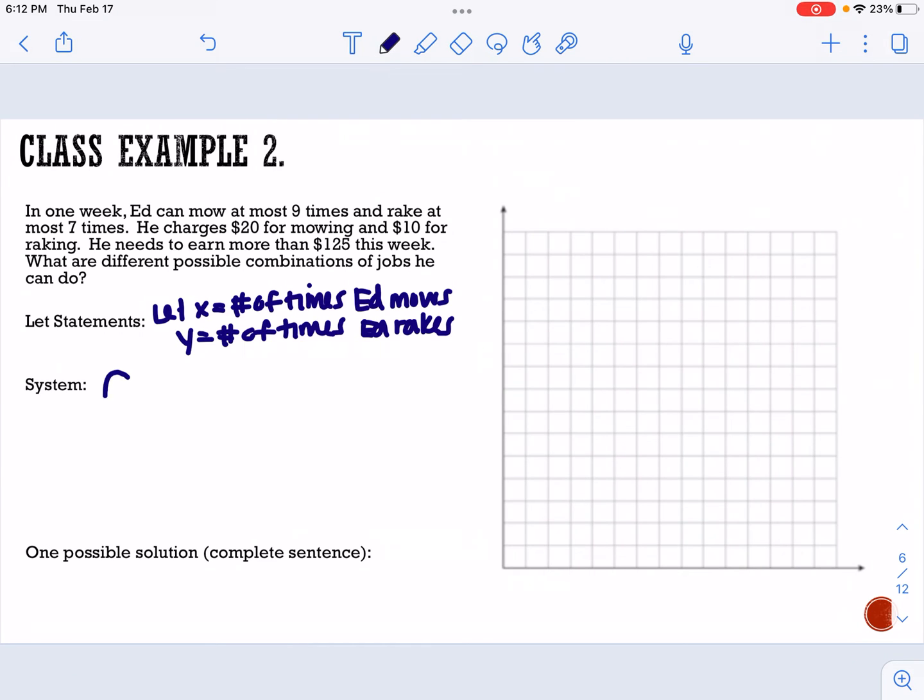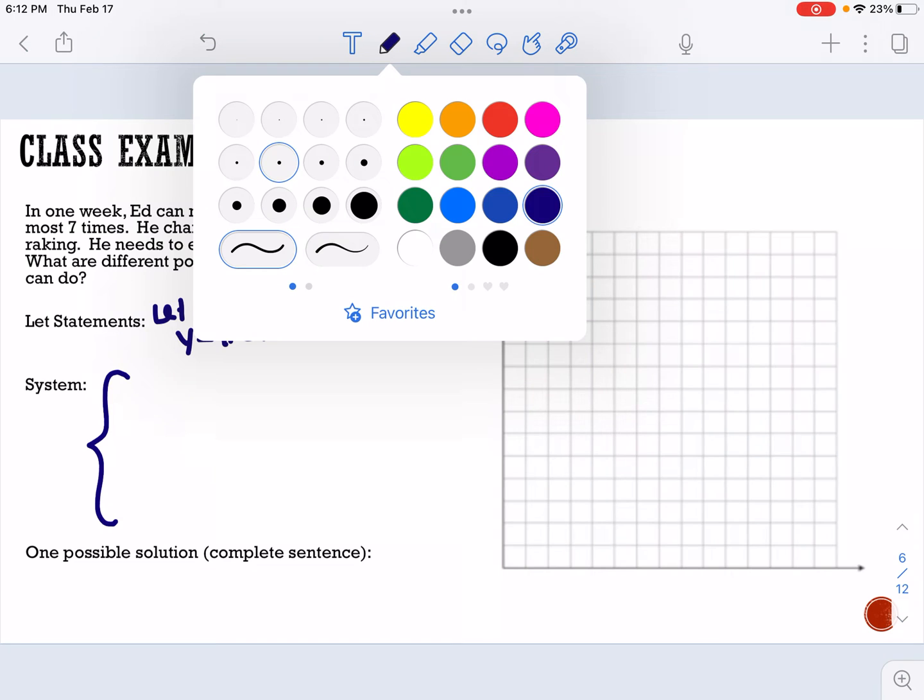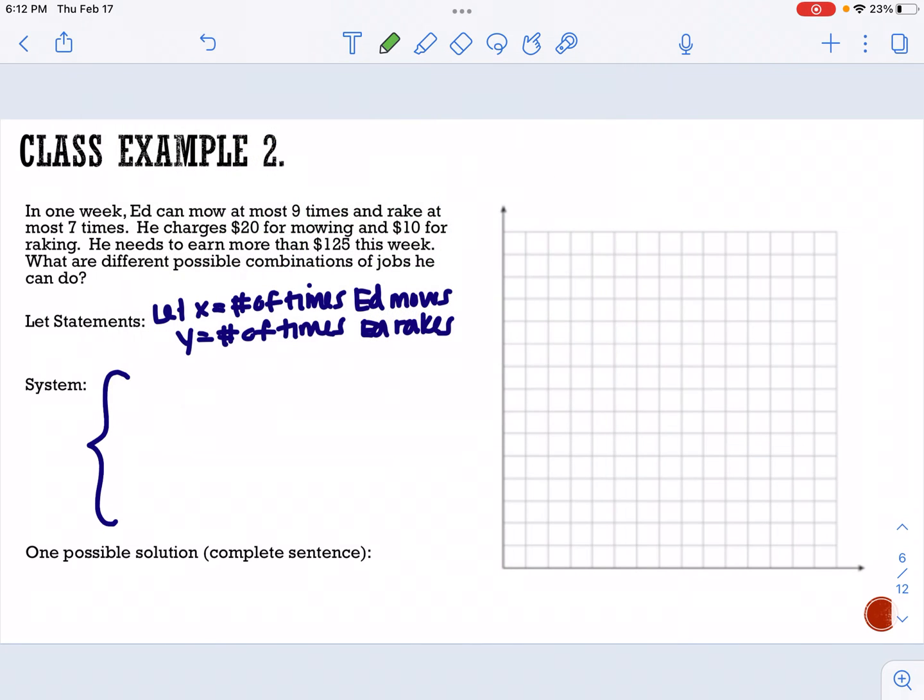We're going to start by creating our system by looking at some important information in the problem. So if we start with green, in this part I noticed that he says he wants to mow at most 9 times and rake at most 7 times. So in this problem, he wants to mow at most 9 times. I'm going to underline that in green.